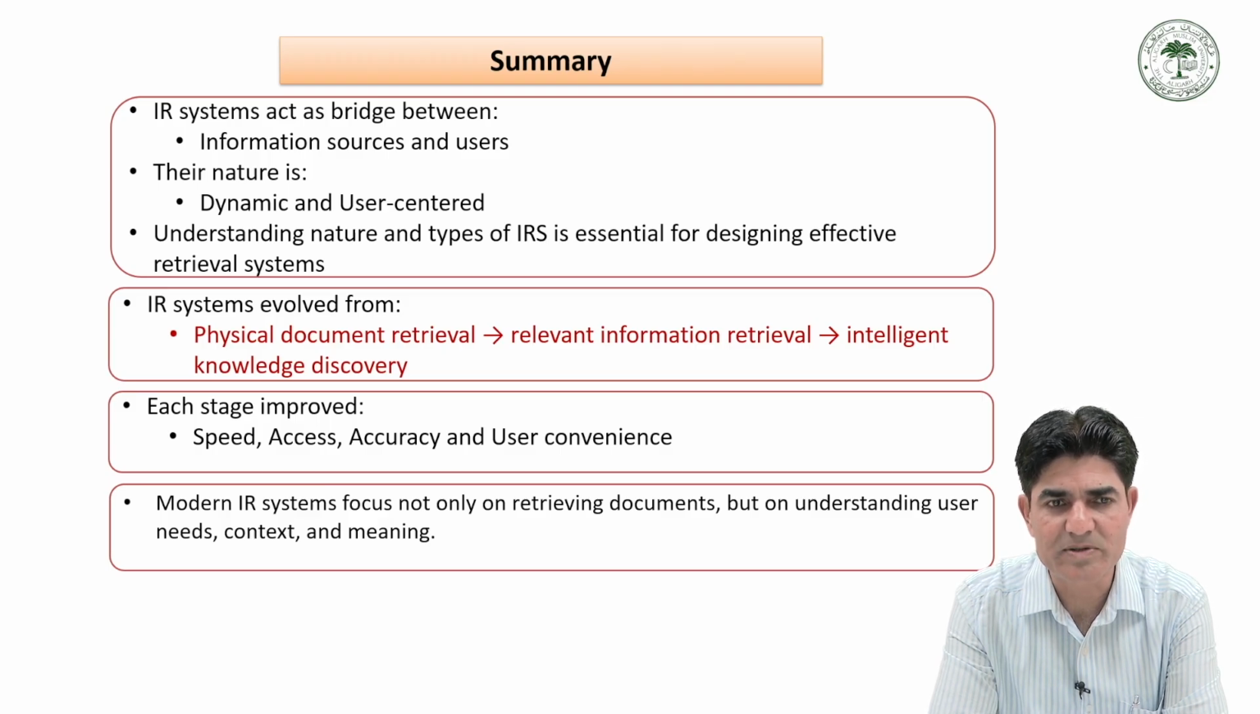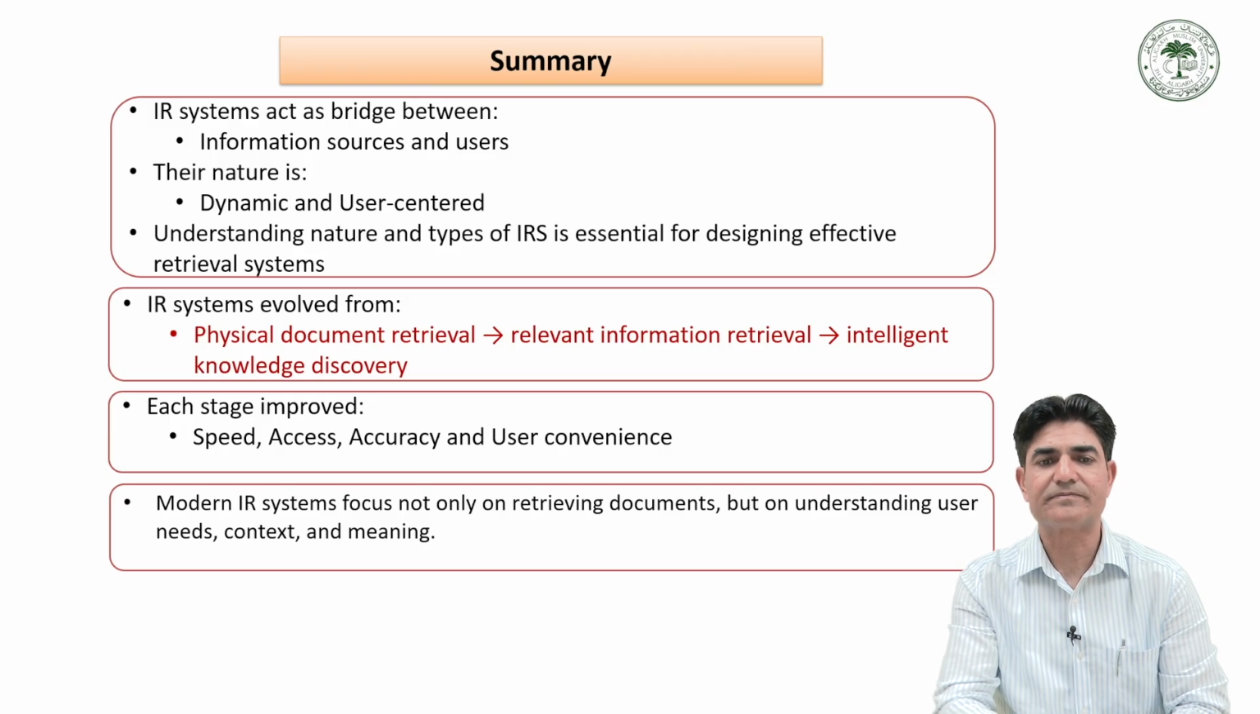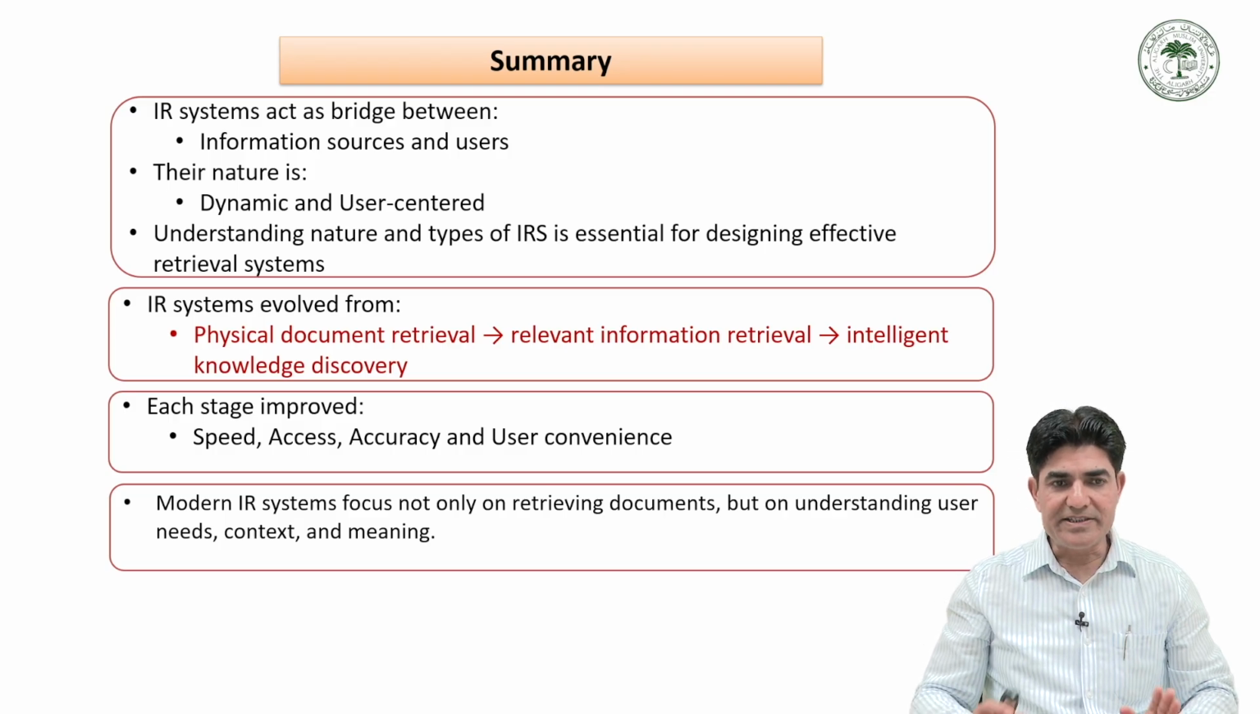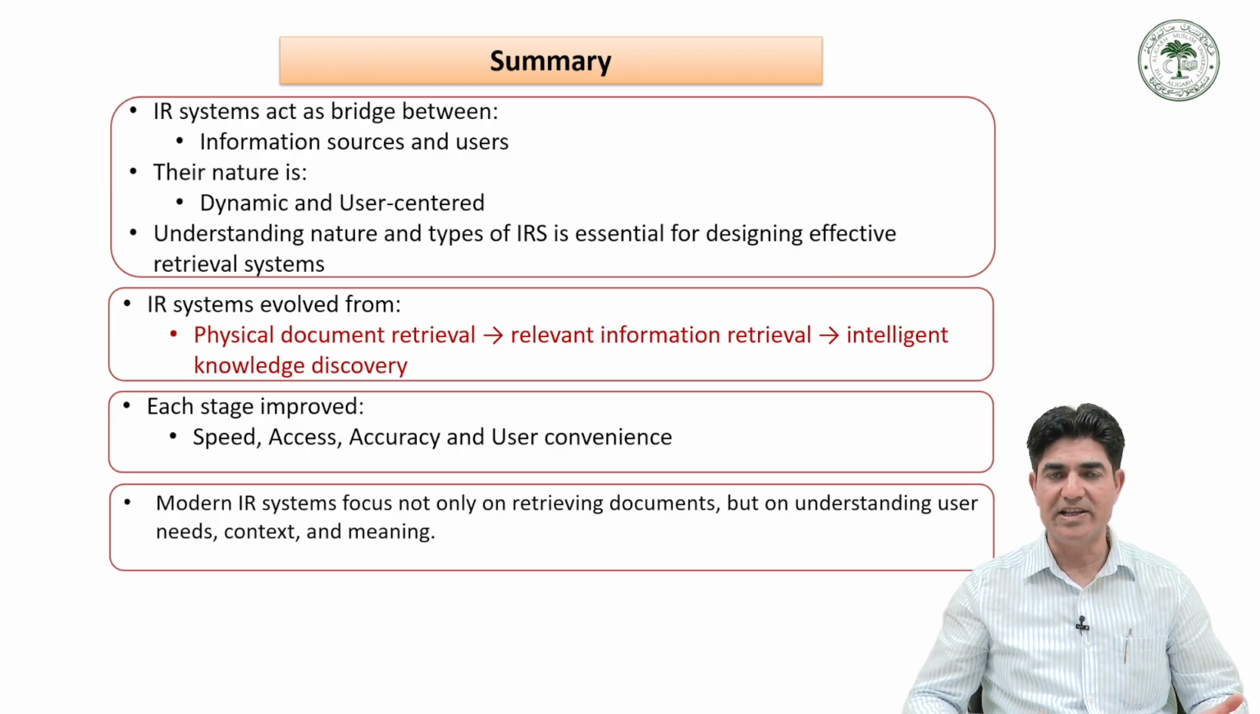We have seen that information retrieval systems evolved from physical document retrieval to relevant information retrieval and then to intelligent knowledge discovery using artificial intelligence and natural language processing. Each stage of development and evolution improved the speed, access, and accuracy as well as user convenience in the process of searching for information from the information retrieval system.